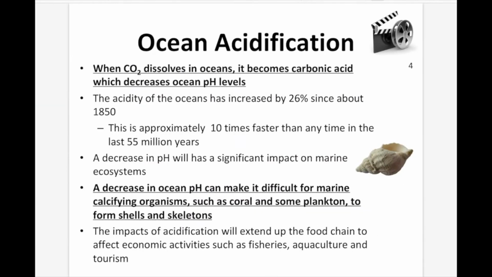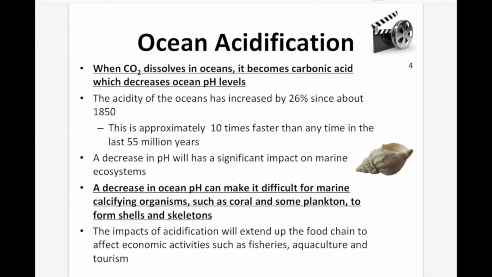Ocean acidification. When CO2 dissolves in oceans, it becomes carbonic acid, which decreases ocean pH levels. And this is very common, especially now, because our oceans are giant carbon sinks. If you think about all the carbon dioxide we're putting into the air, not all of it ends up in the air. Some of it falls down to the oceans, and when it does, it gets absorbed by the oceans. And we think, okay, well, that's great, it's a great storage facility for that carbon dioxide. But it's not really the case, because eventually the acidity of the oceans will get to the point where it's going to really affect the ecosystems that are in there.